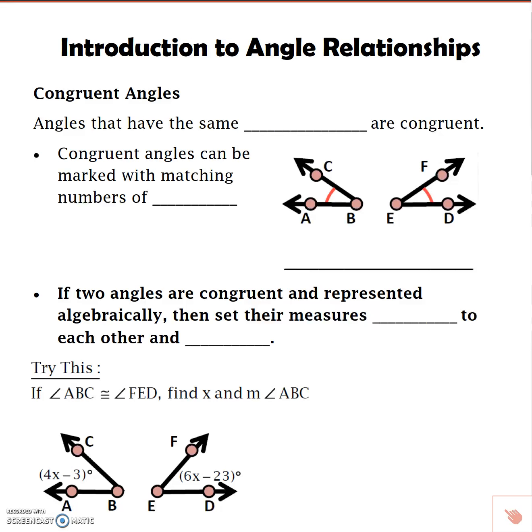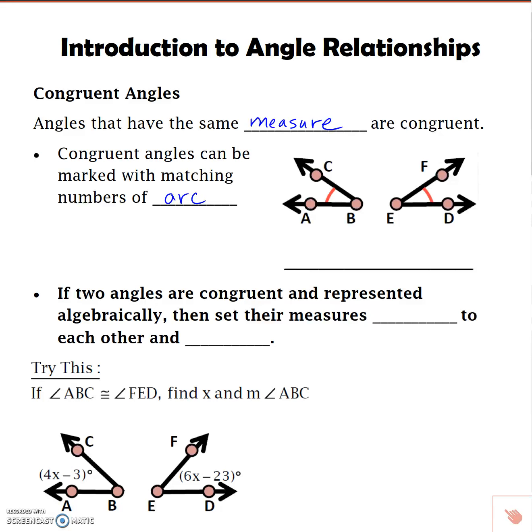Angles that have the same measure are congruent. That's just like segments that have the same measure are congruent. If they're the same length, they're congruent. With angles, we talk about angle measure. Congruent angles can be matched with a matching number of arcs. Right here, we've got these little arcs. If you have the same number of arcs on each one, then those are going to be congruent. We have one arc on the left-hand angle and one on the right. That means that those are congruent angles.